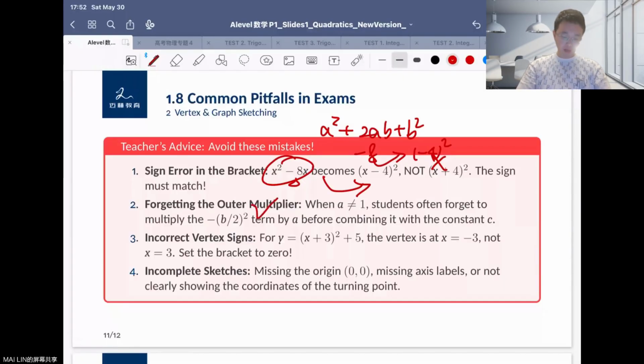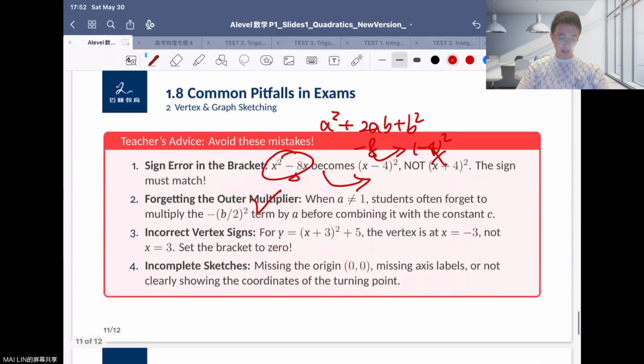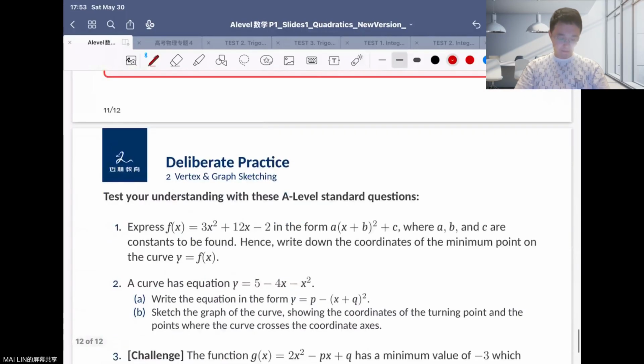And also, forgetting the outer multiplier, like when a doesn't equal 1, as in this question, we have to first extract the negative 2 outside, right? And incorrect vertex signs may lead to mistakes, okay? Also please remember incomplete sketches. So remember every time to draw the origin and to find the y-intercept and x-intercept. It's very important for us to solve all the questions, okay?